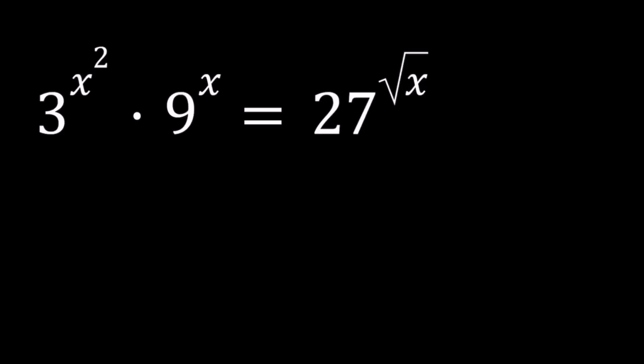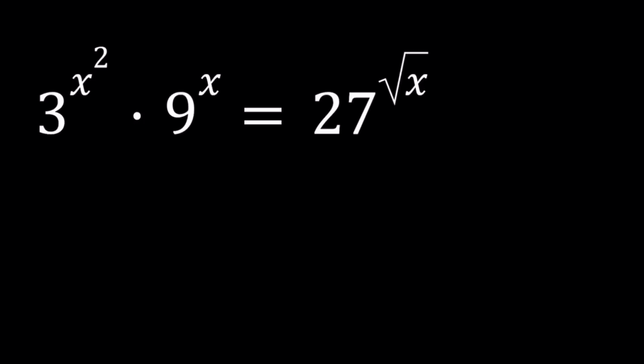In this video we're going to be solving an exponential equation. We have 3 to the power x squared times 9 to the power x equals 27 to the power square root of x. We're going to be solving this equation for x. We're going to be looking at real solutions as well as non-real solutions if there are any. So we're going to be finding all the solutions.